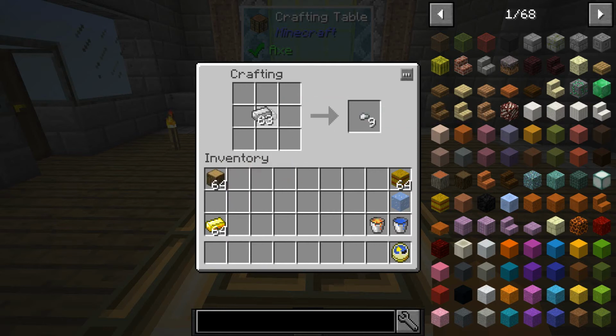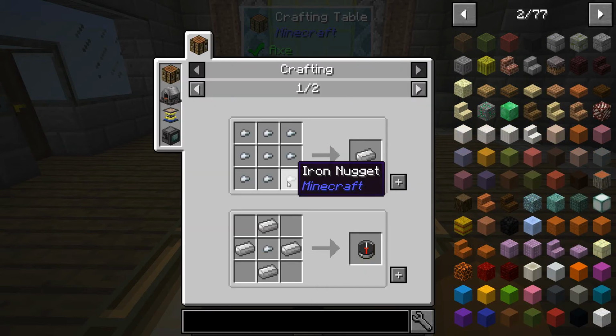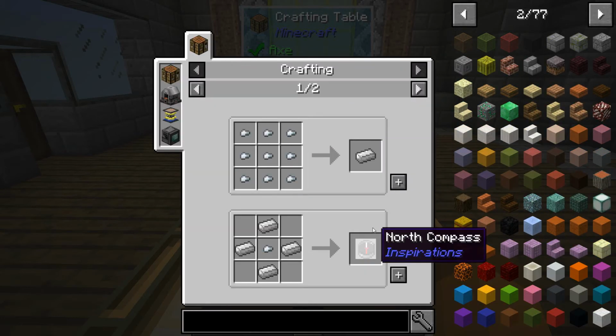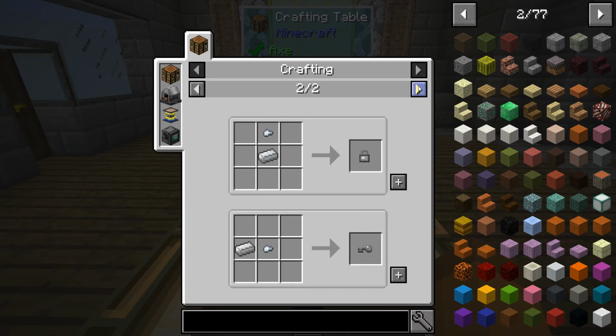Let's start with iron. I'll show you why I'm starting with iron in a moment. If I take this iron, I can break it up into iron nuggets. I get 9 iron nuggets. I can't take the iron nuggets and break them down anymore because, Minecraft. But if I had a grinder, I could grind those down into dusts. And then I could take the dust and turn it back into something else. We can see that if we look at recipes for iron nuggets, we can use it to make nuggets and compasses, etc.